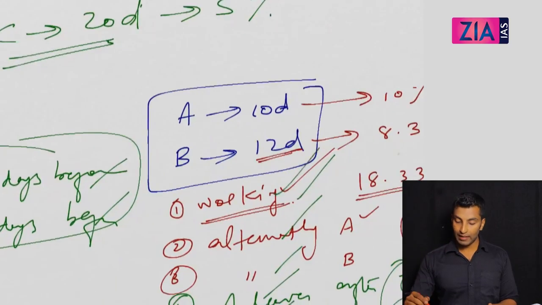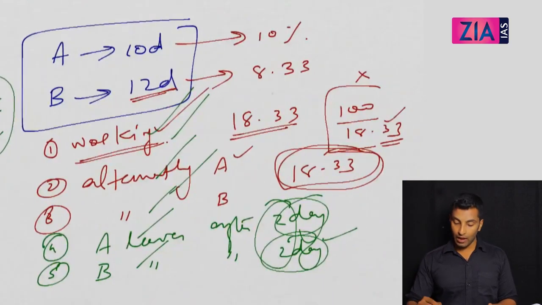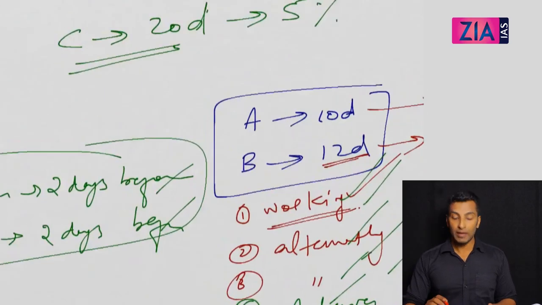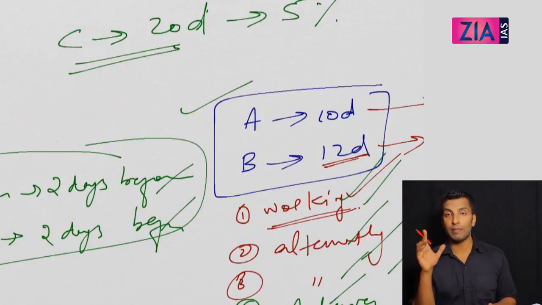A, B, C working together. Okay, alternately starting with A, alternately starting with B, like that also. Okay, so all possibilities have been taken care of, I hope. Now I hope all of you understood this time and work completely.